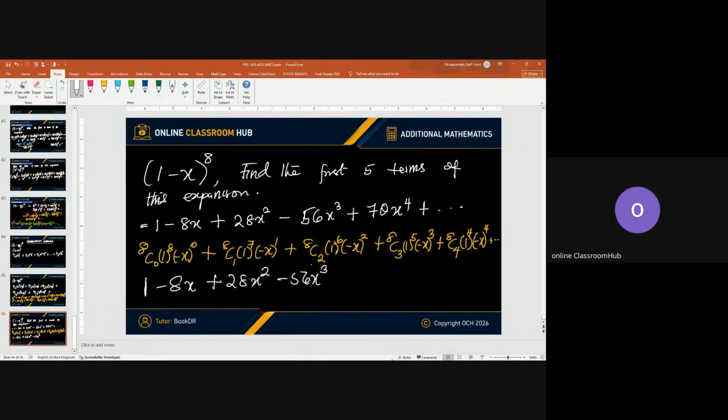Then we are left with the last term, and that is combination 4. And 8 combination 4 is 70. And the negative x to the power 4, because the power is even, becomes positive. So here will become plus 70x to the power 4. And of course, plus dot, dot, dot, to indicate that this is not the complete expansion. But because we are being asked to present only the first 5, these are the first 5.